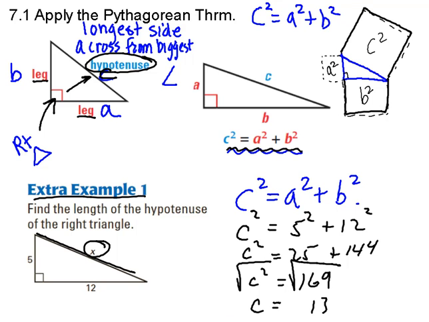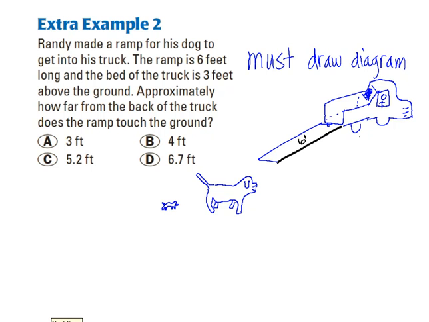Moving on to the next problem here. Oh, we got a word problem. It says Randy made a ramp for his dog to get into his truck. The ramp is 6 feet long to get up into the bed that's 3 feet high. So I can go ahead and build a right triangle here. And this side is 3 feet. And that's a right triangle. The trick is to build the right triangle.